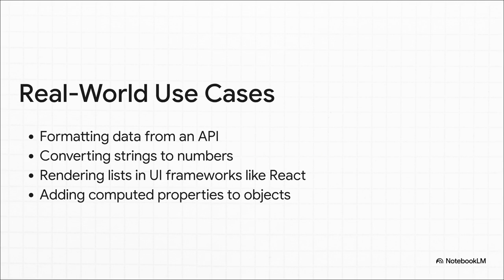So why does this matter to you? Because you are going to use this for everything. You'll get raw data from an API and use map to pull out just the pieces you need. You'll have an array of prices that are actually strings, and you'll use map to turn them all into numbers so you can do math. And hey, if you work with a framework like React, map is the absolute go-to for turning an array of data into a list of components on the screen. It's one of the most practical tools you can learn.